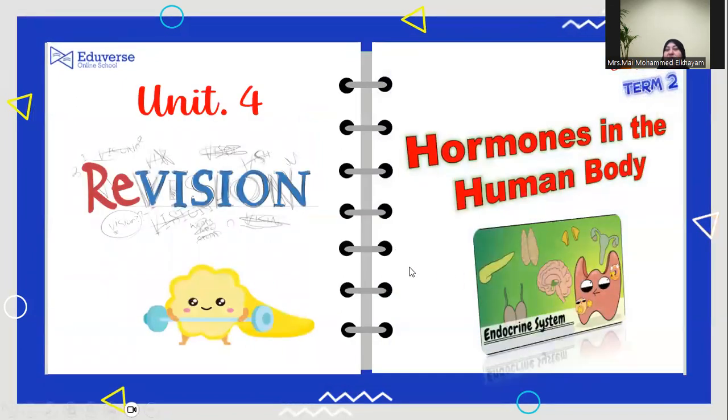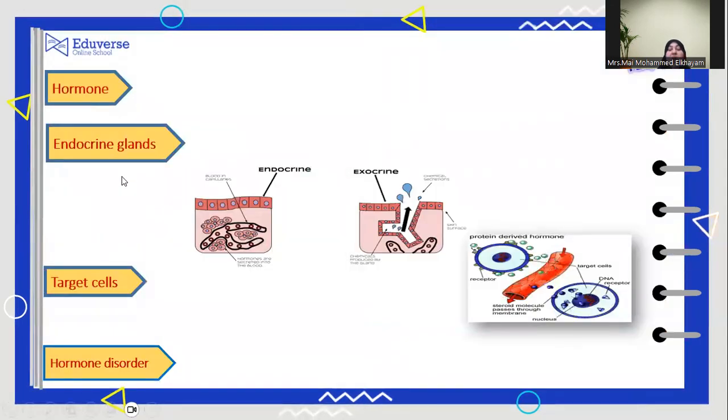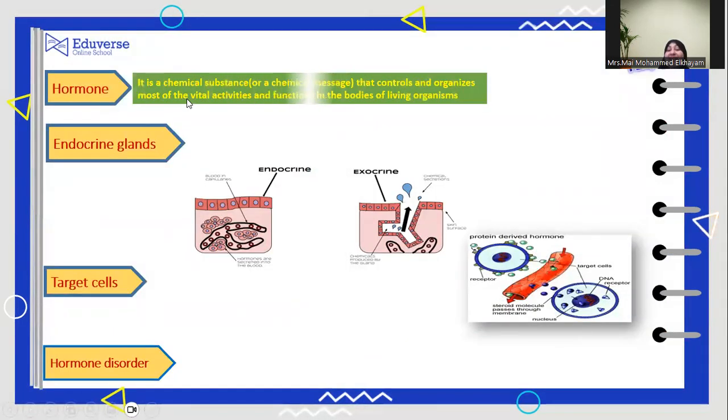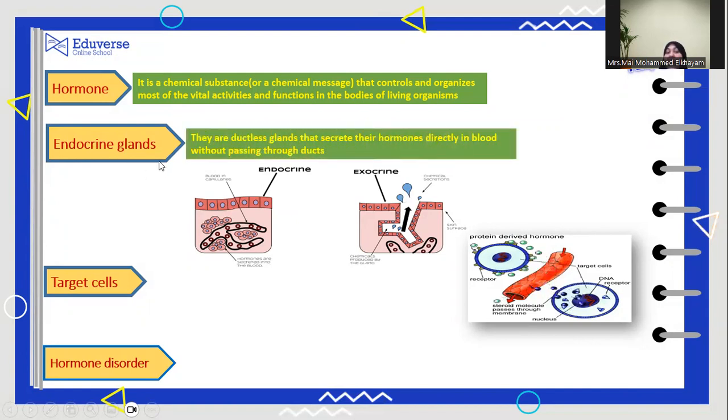Now let's go with the last one, hormones in the human body. What is a hormone? It is a chemical substance or a chemical message that controls and organizes most of the vital activities and functions in the bodies of living organisms. The endocrine glands, both pronunciations are correct. Endocrine glands, please pay attention. These are the ductless glands.